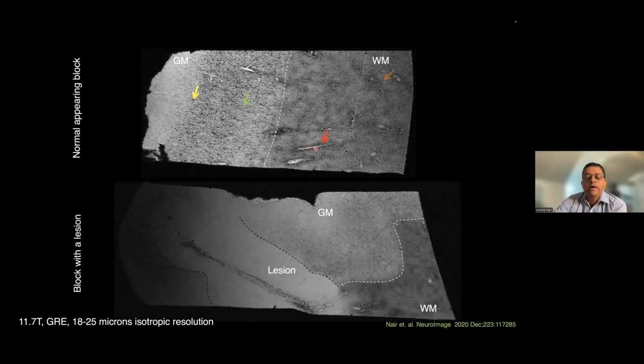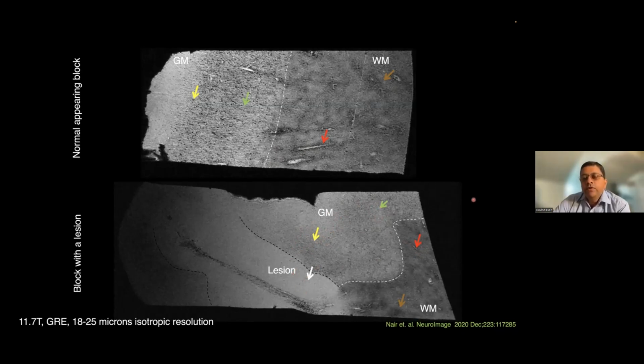And when we look at the block with the lesion, you see the same thing. You see those tiny dots, the punctate hypointensities. You see some linear hypointensities in the gray matter. This is the normal appearing gray matter. We see the patchiness in the white matter. And you can see some hypointensities around blood vessels. But if you look at the lesions, you lack these features. You lack the punctate and the linear hypointensities.